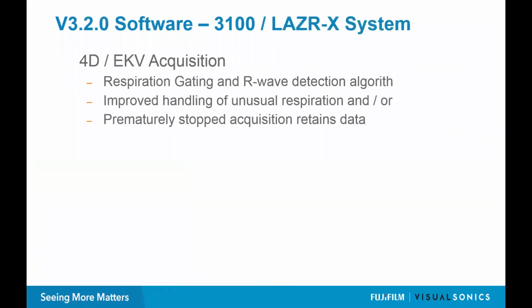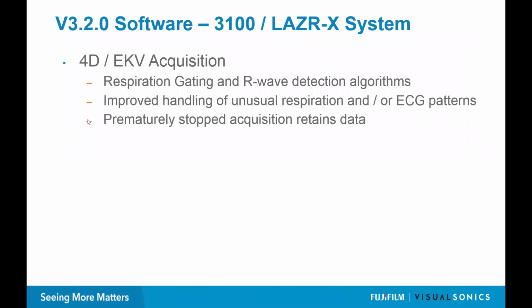So to switch over to the system side of things, I wanted to discuss something that's new in the non-photoacoustics area with the version 3.2 software. Again, this is specific to the 3100 and LAZR-X system platform. On the 4D and EKV acquisition, we've made some improvements to the respiration gating and R-wave detection algorithms. This helps to improve the handling of some animal models that have particularly unusual respiration or ECG patterns. We've made quite a few changes to the way that the data are acquired and processed to try to deal with that.